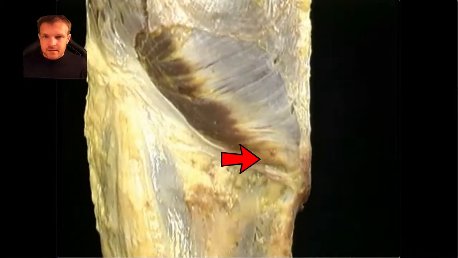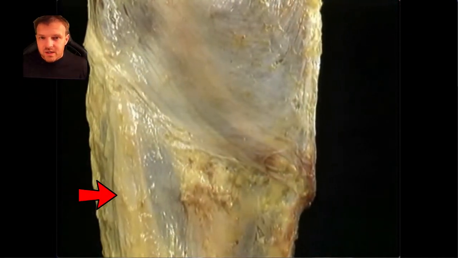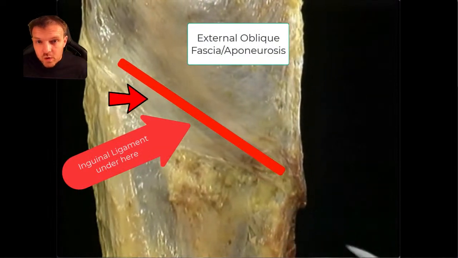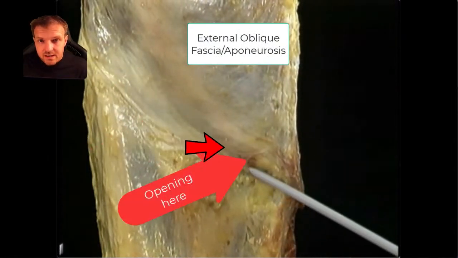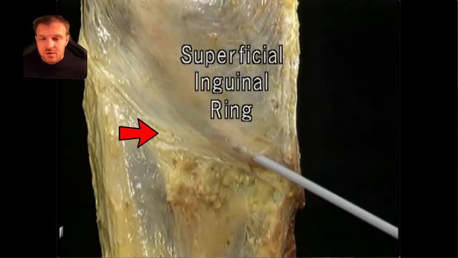So there we go, and there's all the fascia on top. Look at it, all connected. There's your inguinal ligament line, and there's the opening just there. I'm just going to pause that there. Cool. So that's where we are at the moment.